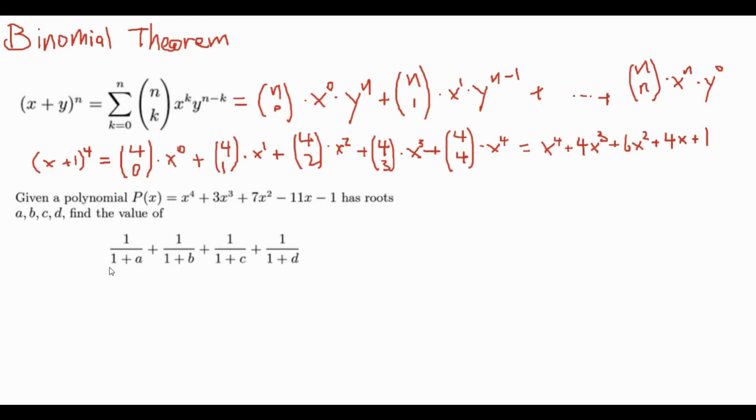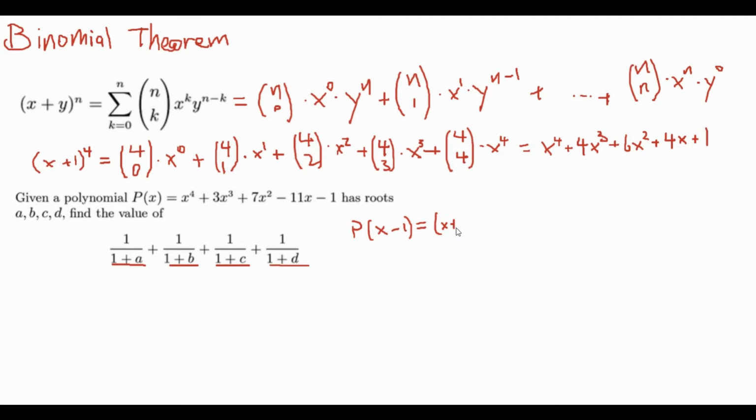First, let's create a polynomial that has roots of 1+a, 1+b, 1+c, and 1+d. And we note that the polynomial p(x-1) satisfies this, because if we plug in, for example, 1+a in here, then 1+a-1 is equal to a, and p(a) is just equal to 0. So this satisfies that the roots are 1+a, 1+b, 1+c, and 1+d. So let's find what this is.